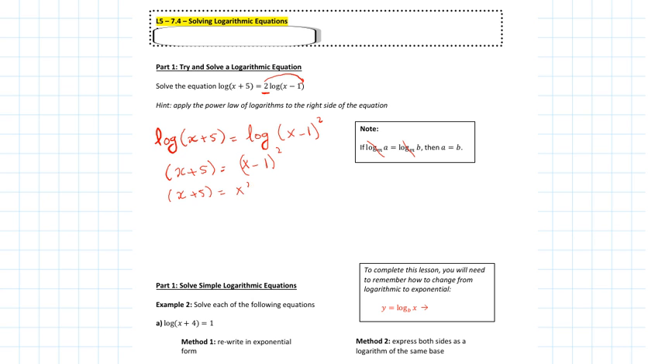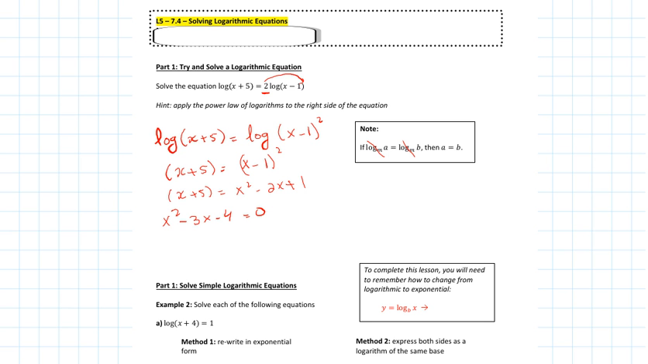bring everything to one side and collect like terms. So if I bring the x over, it becomes negative x, so I'll have x squared minus 3x, and I have 1 minus 5, so that's negative 4, equals 0. I'm looking for two numbers that multiply to negative 4 and add to negative 3, so that's going to be 4 and negative 1.